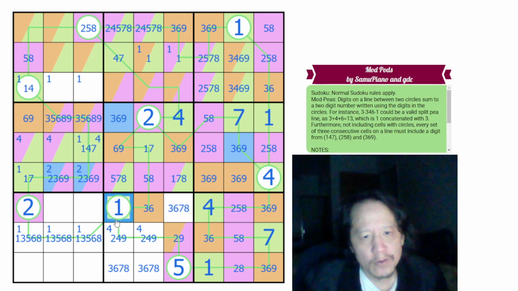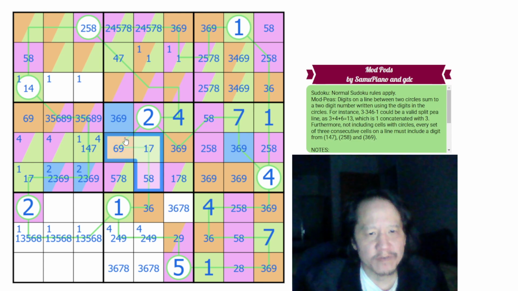Okay. Yeah, this could be a broad range of things. Say this was 9. This would be 3, 6. This would be 8. If this is 9, this is at least 12. This would be at least 9. So this would have to be a 1.